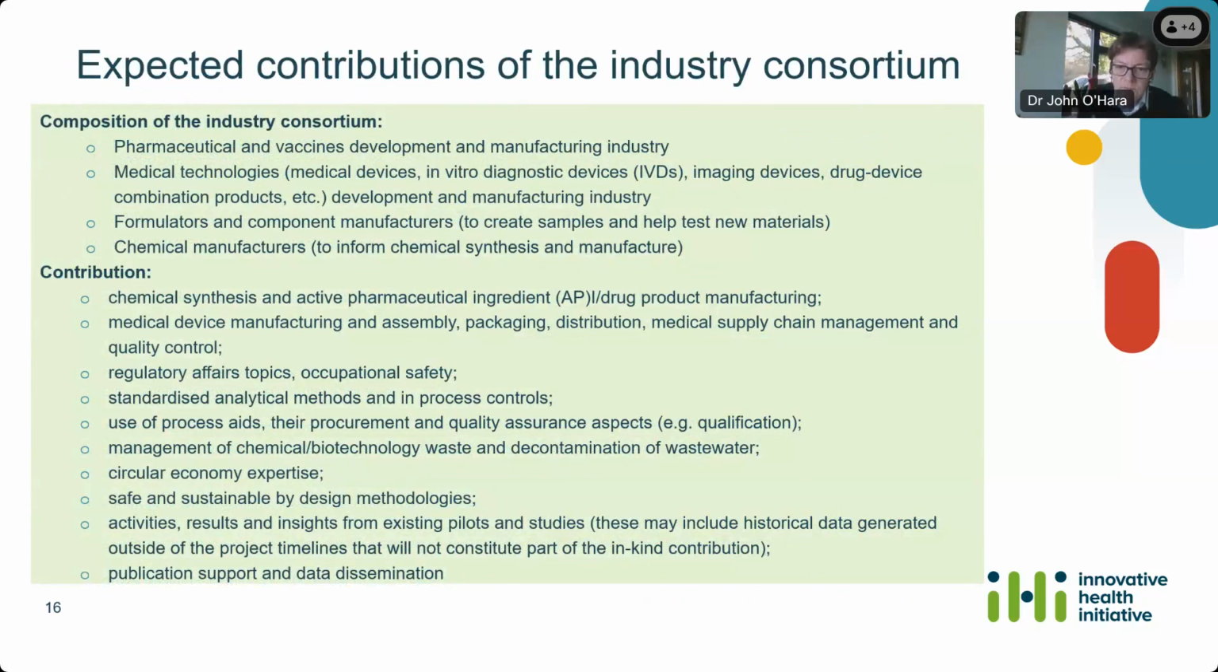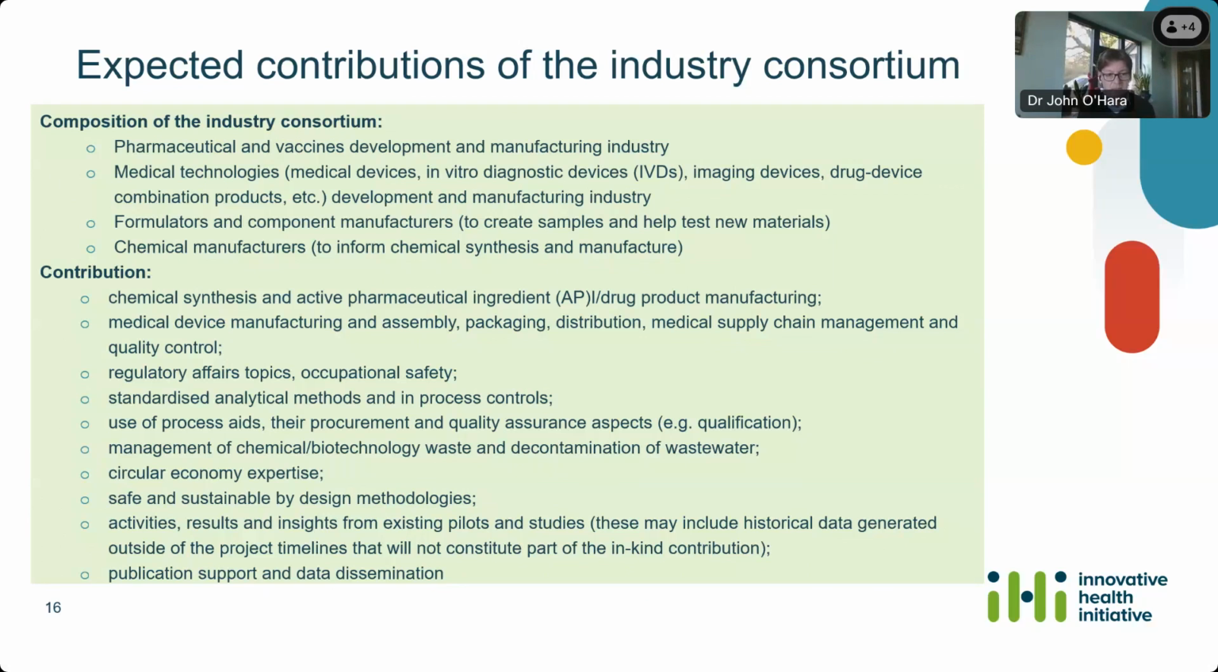So within the consortium already, what do we have? We have pharmaceutical vaccine development, we have medical tech, we have formulators, component manufacturers, and chemical manufacturers. So we have a good range, 25 different companies are already involved with this, and we expect significant contribution from them. We already have that financial contribution, but we also need active scientific research and industry academic collaborations. So we will expect chemical synthesis and active pharmaceutical ingredient manufacturing that we can then use.